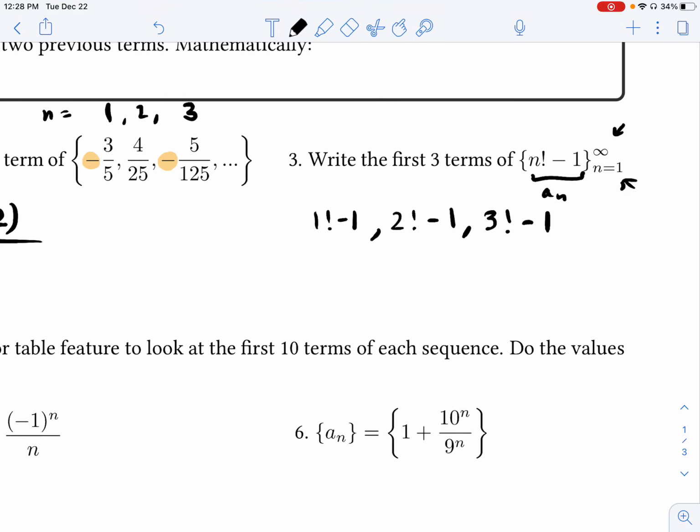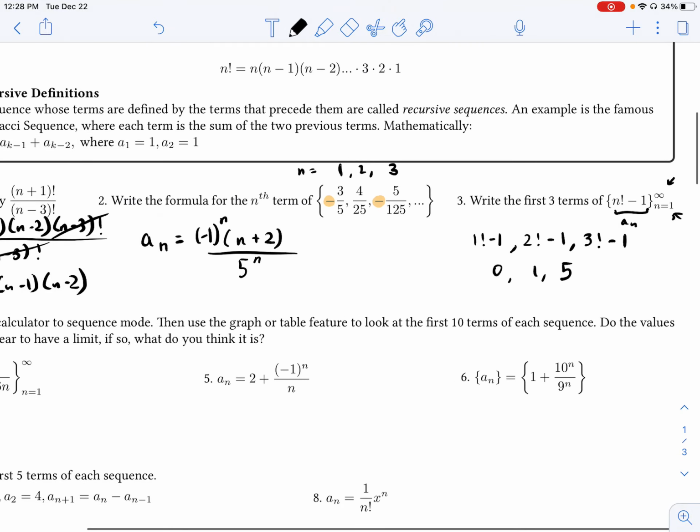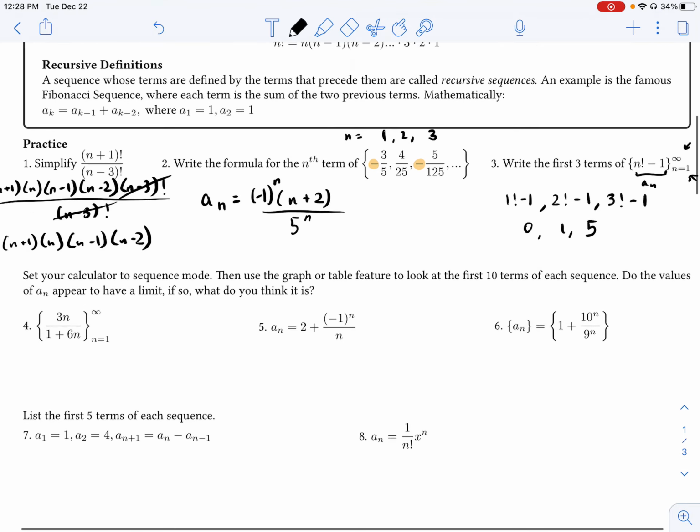And just to clean this up a little bit, 1 factorial minus 1 is just going to be 0. 2 factorial, which is 2, minus 1 is 1. And 3 factorial minus 1, that's 3 times 2 times 1, which is 6, minus 1. This is going to give us 5. Okay?